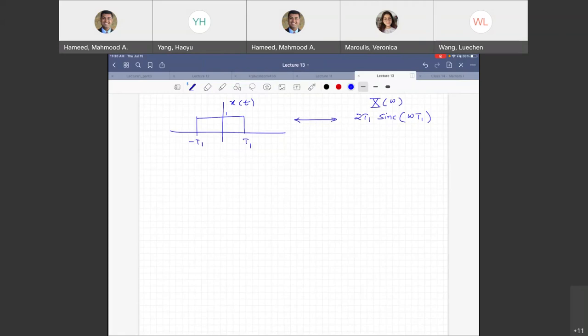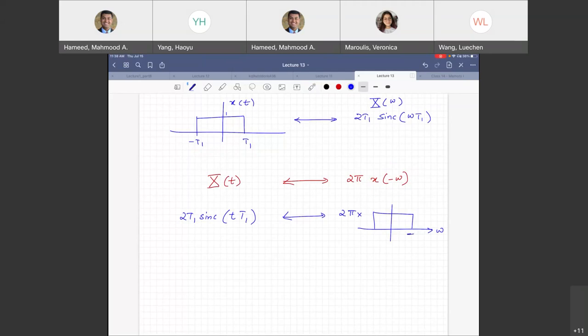What does the principle of duality say? The principle of duality says, if you had cap x of t, the Fourier transform of that guy will be 2 pi small x of minus omega, right? So what is cap x of t? Well, 2t1 sinc t t1, right? The Fourier transform of this guy will be what? 2 pi small x of minus omega is going to be what? This is going to be in frequency, but it is going to be flipped. It's even, so it's the same. 2 pi multiplied by this guy. This will be frequency, but this will still be t1 and negative t1. And that 2 pi factor, you can just write it over here. This is 2 pi small x of minus omega, which is the Fourier transform of cap x of t. Yes? That is what we have captured here.